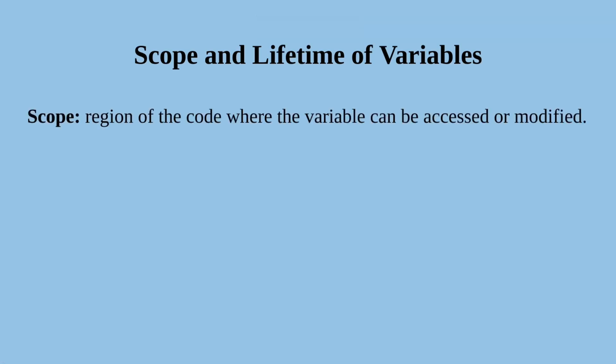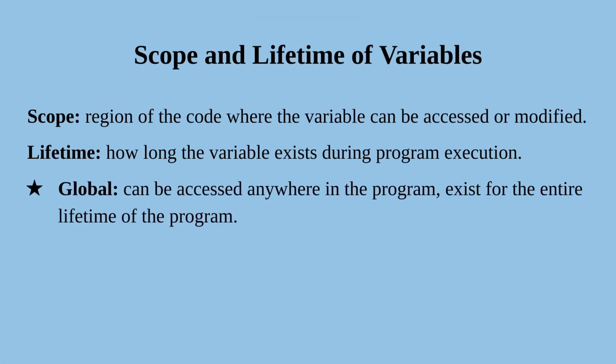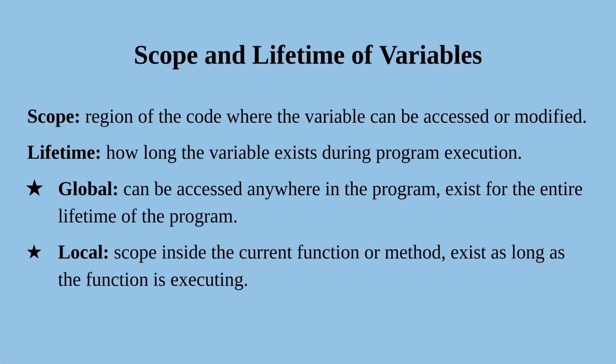Next we have scope and lifetime of variables. Scope is the region of the code where the variable can be accessed or modified. Lifetime is how long the variable exists during the program execution. These are of two types. Global scope and lifetime: global variables can be accessed anywhere in the program and they exist for the entire lifetime of the program. Local scope and lifetime: these variables have a scope inside the current function or method and they exist as long as the function is executing.